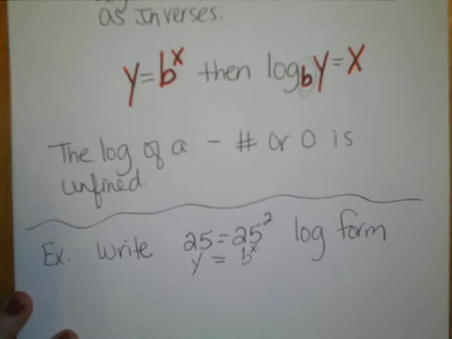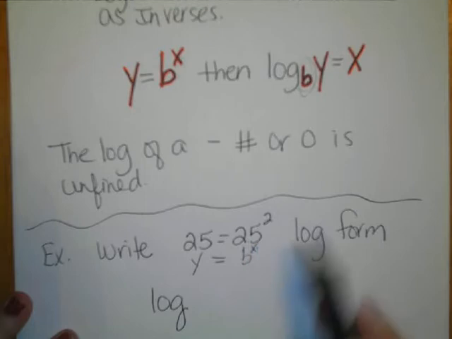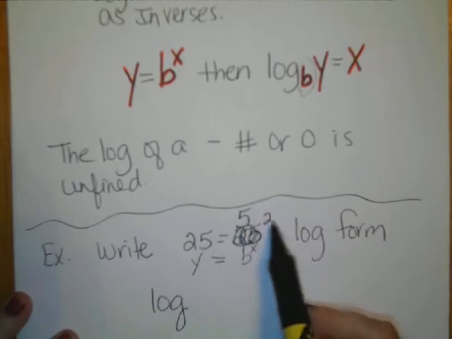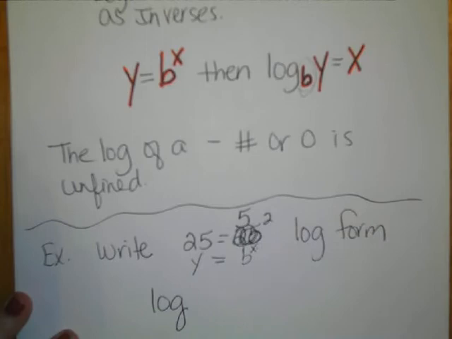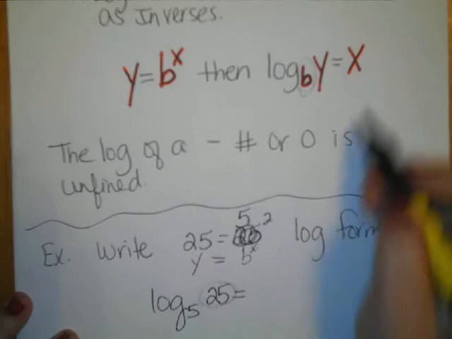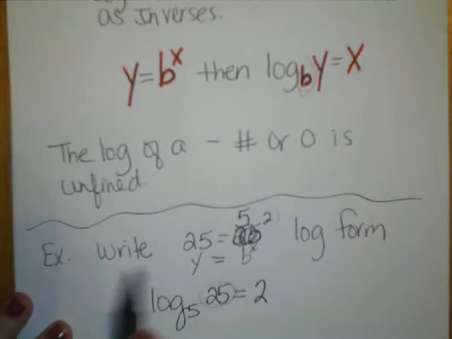So, I would write log. My base would go here, and my base here is 5. Sorry, I apologize. This should be 5 squared. Okay, my base is 5. The number that goes right here should be y, which is this number, and my x is my exponent. That's it. If I ask you to write an exponential function in log form, this is how you do it.